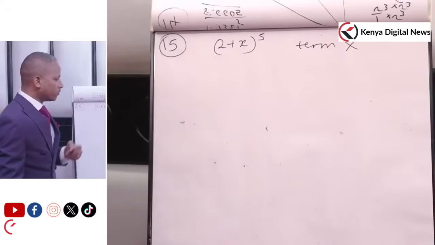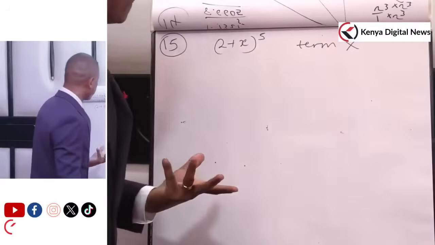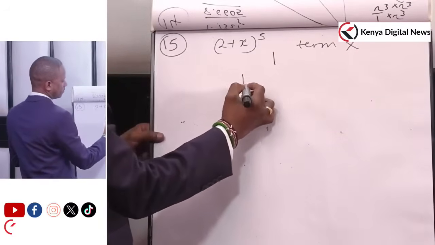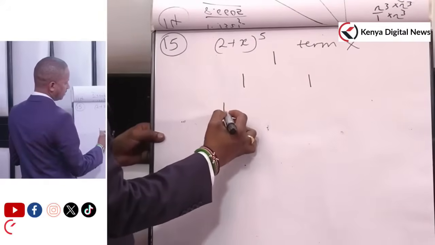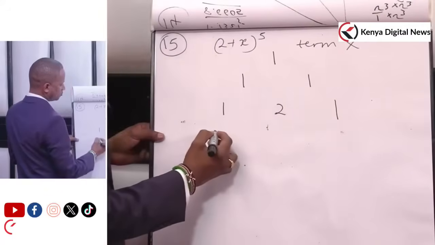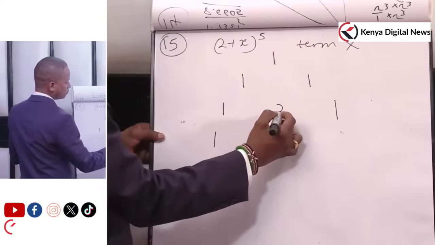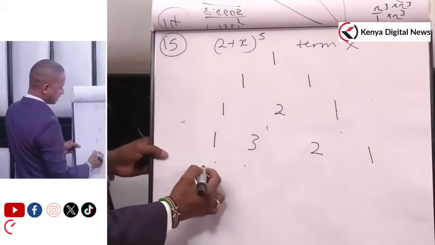So we are going to write a Pascal's triangle. Pascal's triangle is easy to construct. You start with 1 here, then 1 and 1. Then you go to 1. 1 plus 1, 2, 1. Then you go to 1. 1 plus 2, 3. 2 plus 1, 3. Then 1. Then another 1.